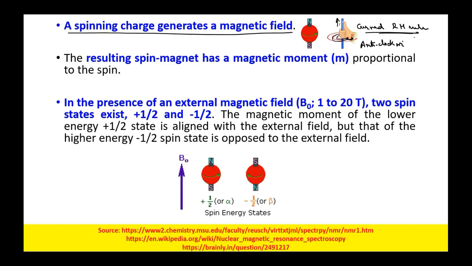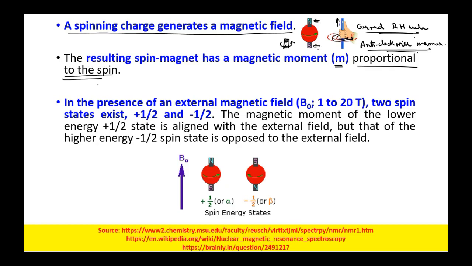So when we talk about these protons moving, if they are moving in the anti-clockwise way, we will have the north pole generated at the top and the south pole generated at the bottom. So this single proton will act as a tiny magnet having the north pole on the top and the south pole on the bottom. The resulting spin magnet has a magnetic moment m which is proportional to the spin.